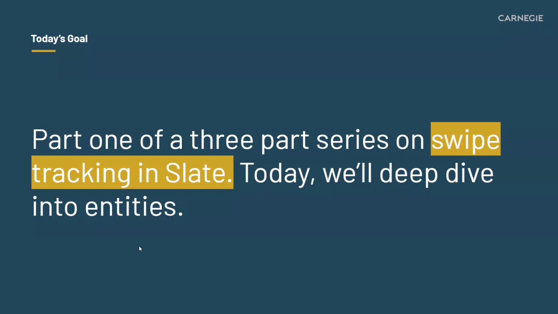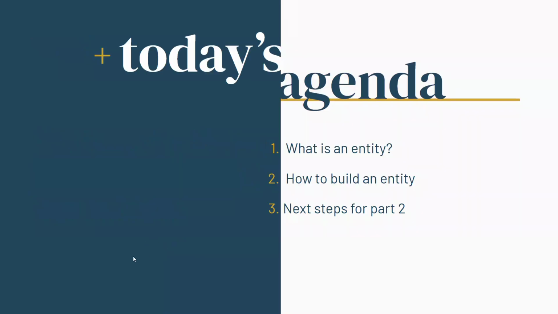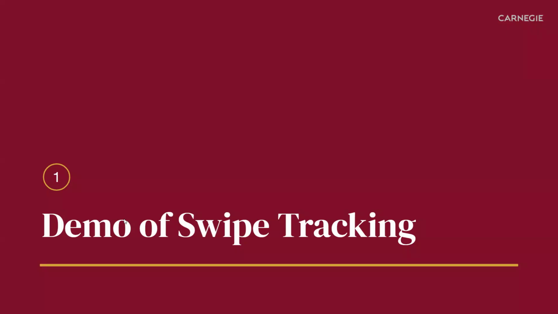To reiterate today's goal, part one of a three-part series on swipe tracking in Slate. Today, we're going to deep dive into entities, as entities are the foundation of this specific process. So we're going to start off with what is an entity, how to build an entity. We're going to build one together on call. And then step 3 is next steps for part 2.